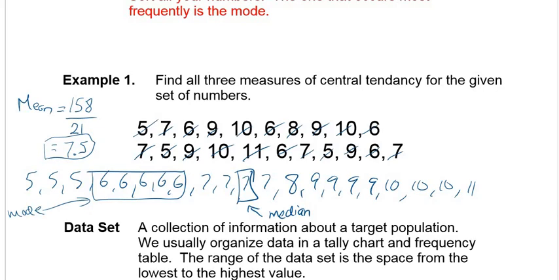So you notice how they're all kind of close to each other. So they're all an okay representation of our data set, but you're going to notice that as you look at other data sets, sometimes one measure of central tendency is going to be more reliable than others, which is why we have a few of them, because sometimes one is going to give us a better representation than others.